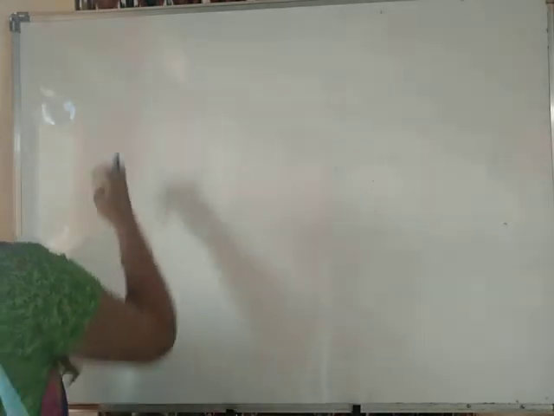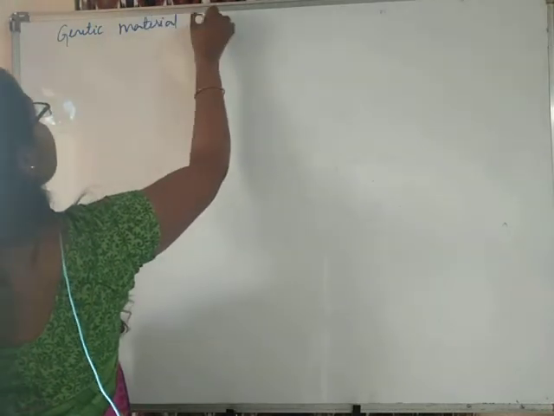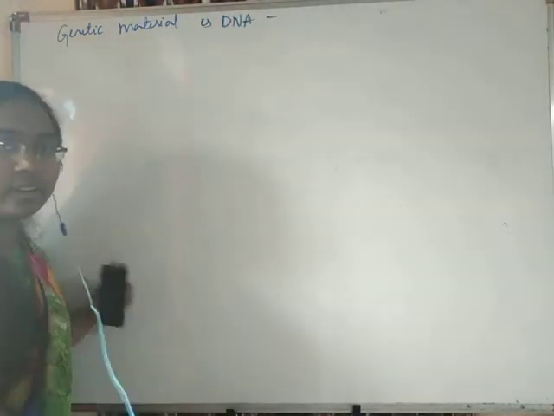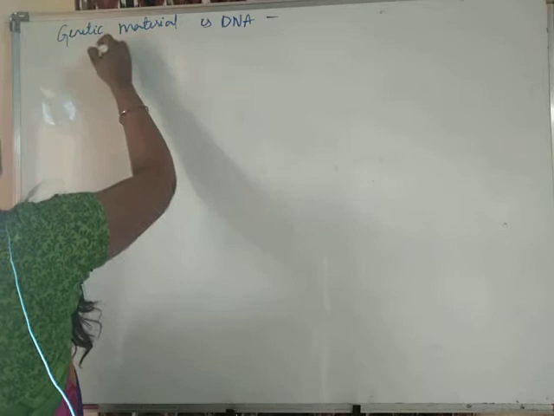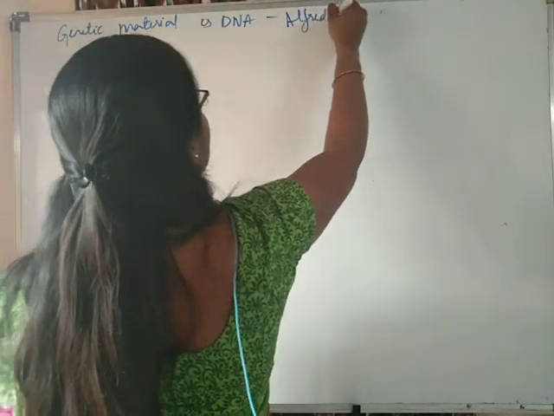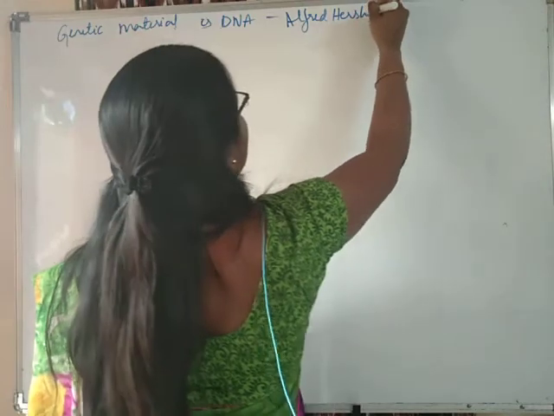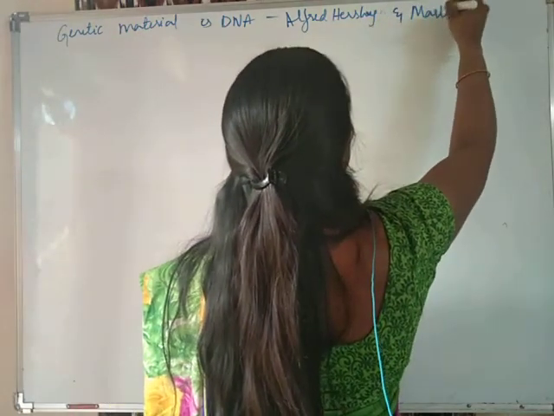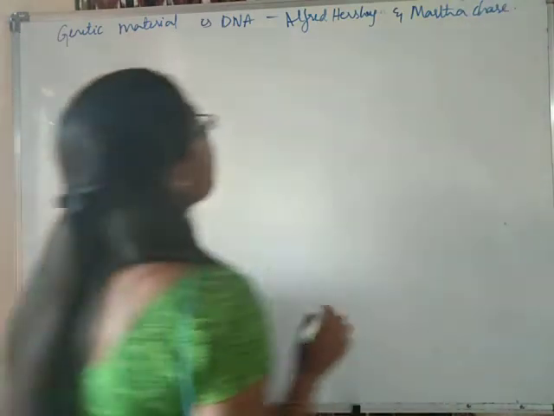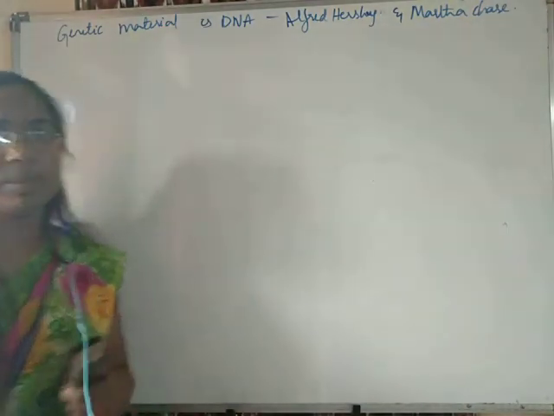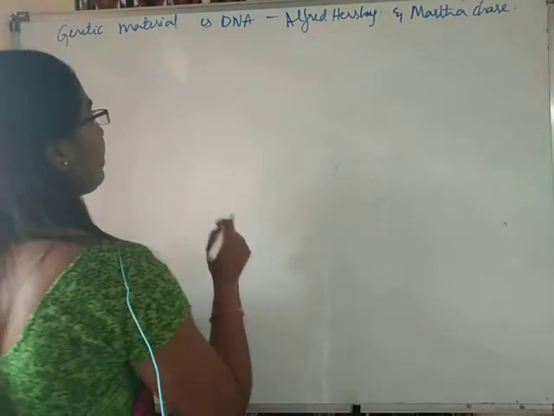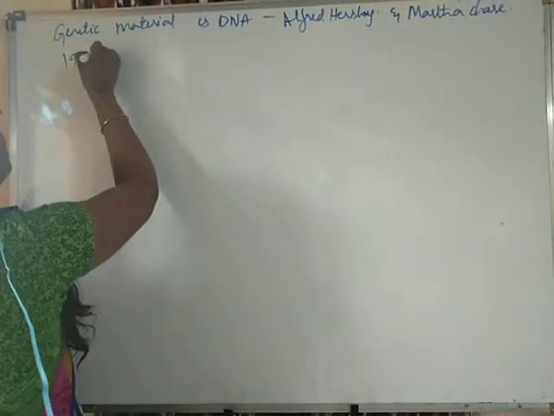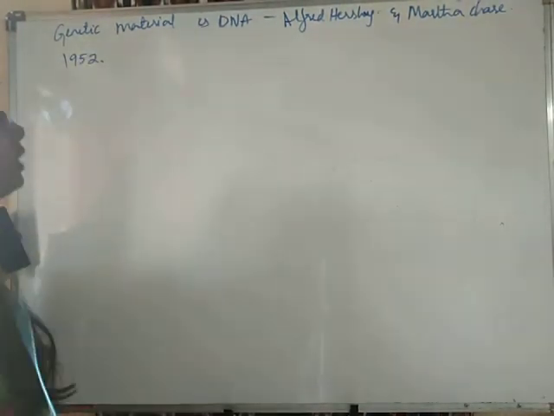The genetic material is DNA was very clearly proved by the experiments done by two people, Alfred Hershey and Martha Chase. These two people performed some experiments which exactly proved that DNA is a genetic material, and they performed these experiments during 1952.